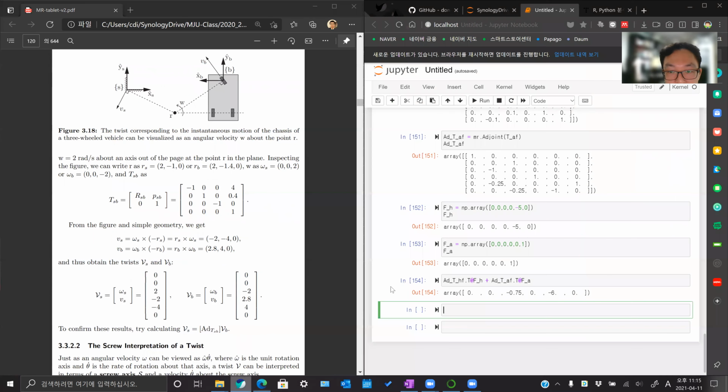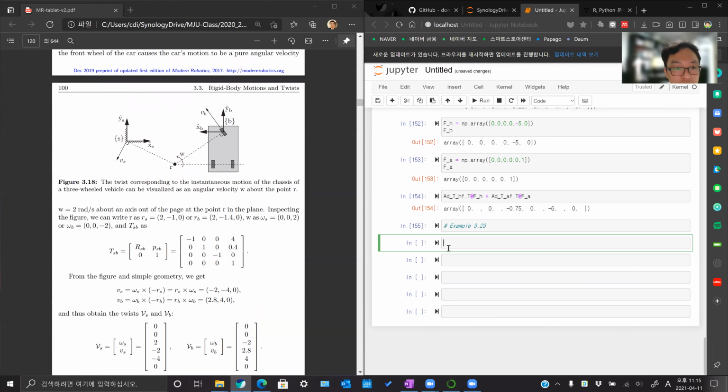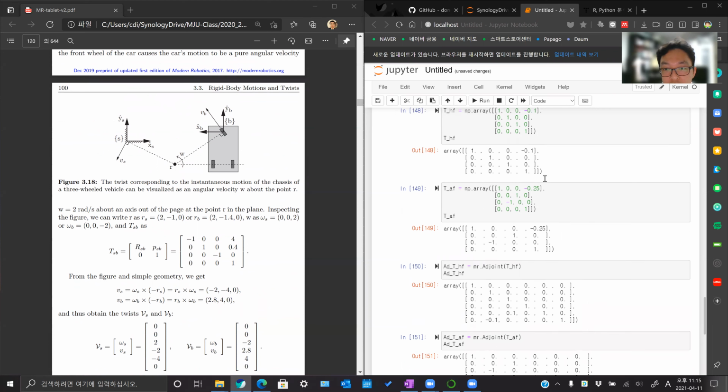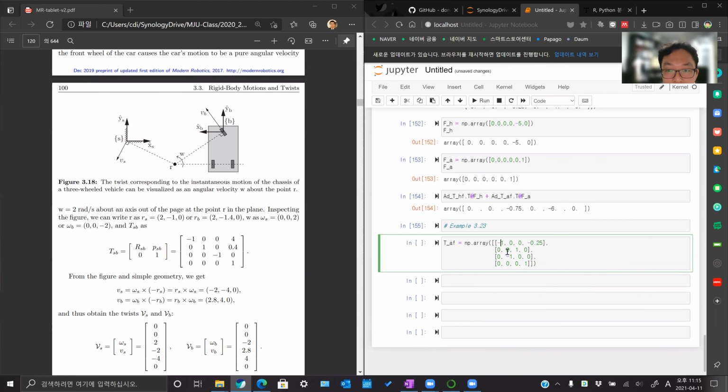Okay, let's do this one. Example 3.23. Firstly, we have T_SB. T_SB is -1, 0, 0, 0.4; 0, 1, 0, 0.4... and 0, 0, -1, 0. Okay, this is T_SB.